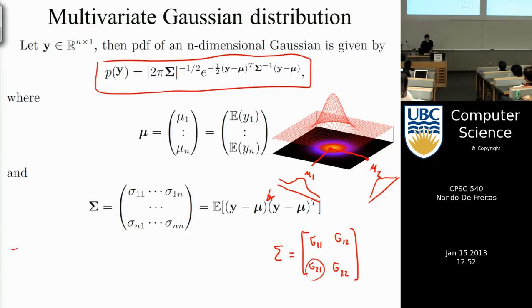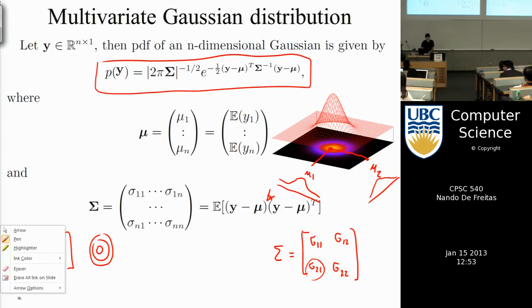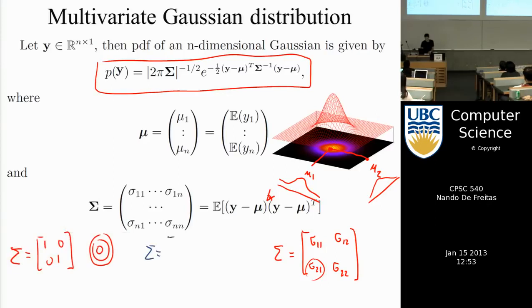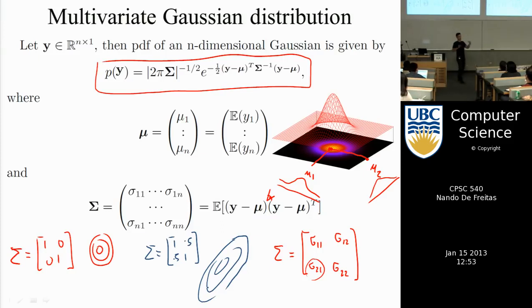So let's look at some examples. If I have sigma equal to 1, 1, 0, 0, my contour plots will look like this. They'll be circular. That's when the variables are independent. If I, on the other hand, have some correlation, so sigma being equal to, I don't know, 1, 1, 0.5, 0.5, and sigma is symmetric, so sigma 2,1 is also sigma 1,2, then I would have something that would look more like this. Okay, so it would be an elongated Gaussian. And if they're anti-correlated, it would be in the opposite direction.